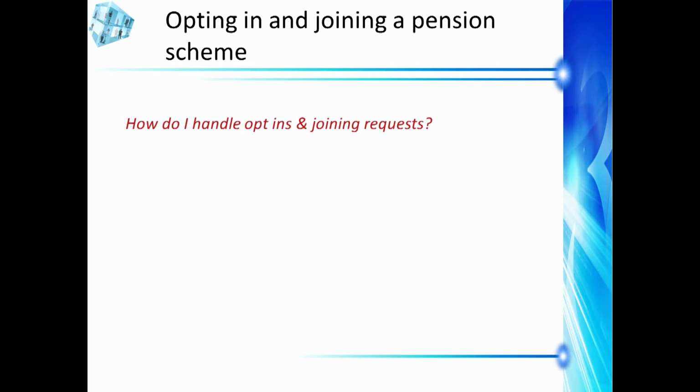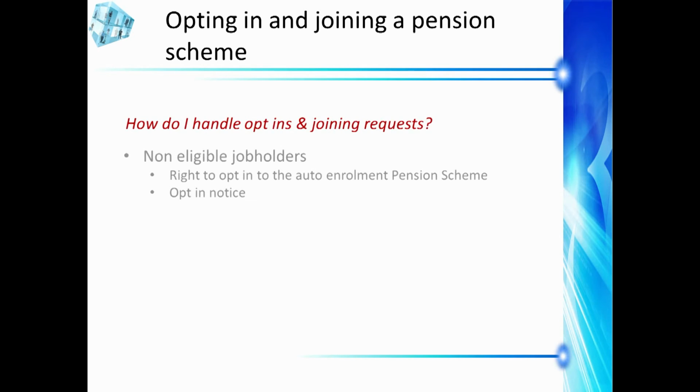How do you handle opt-in and joining requests? Remember, a non-eligible job holder has the right to opt into the auto-enrolment pension scheme. So in which case they need to provide you with an opt-in notice. The opt-in notice is not a formal document. It can be an email, it could be a letter, and what have you. So long as you can identify who the eligible job holder is, then you can use that as the basis of opting them in.